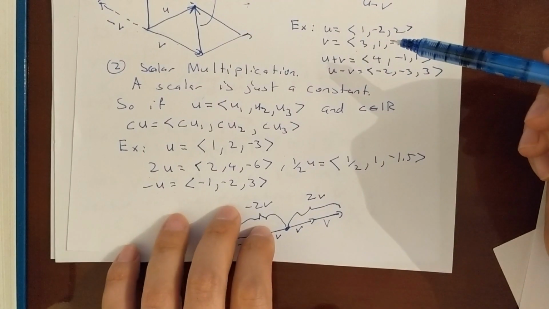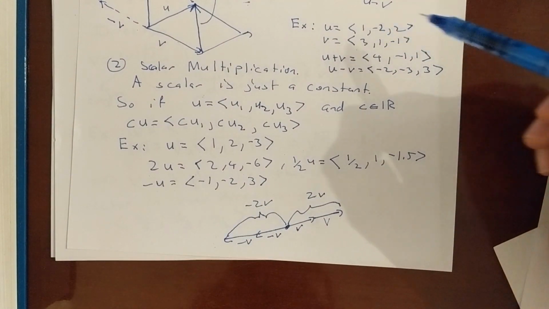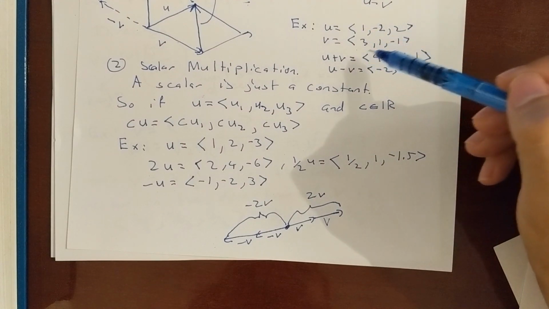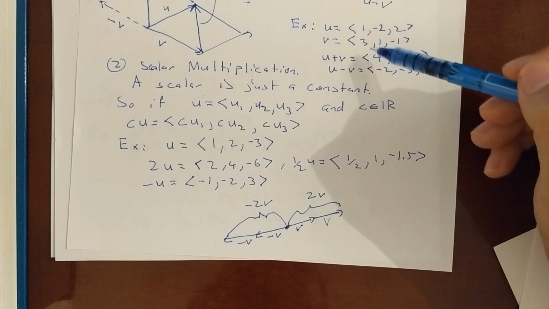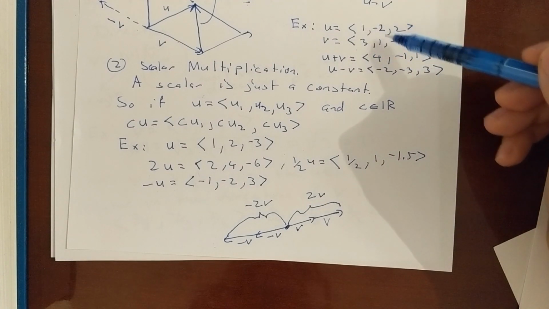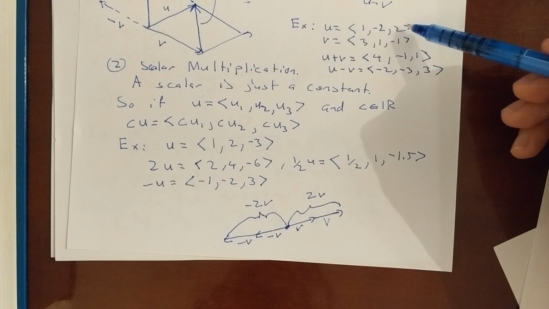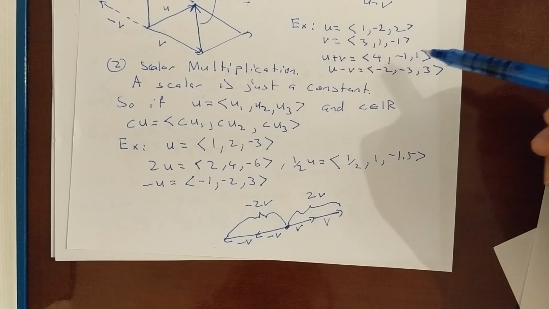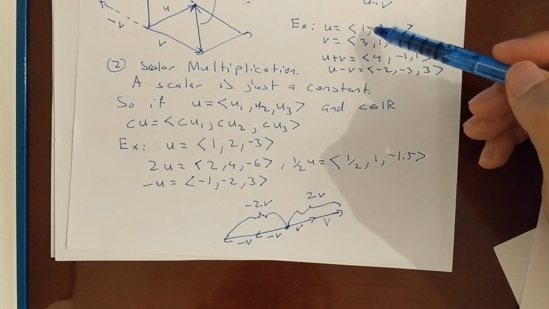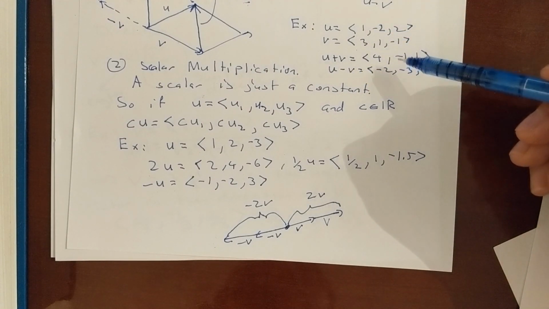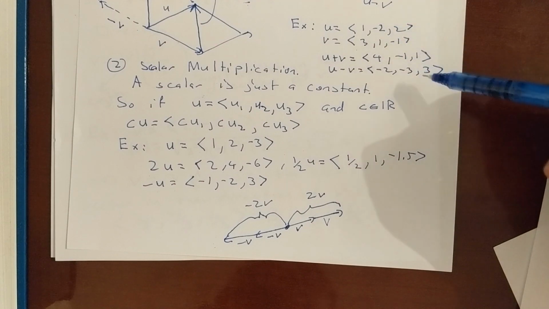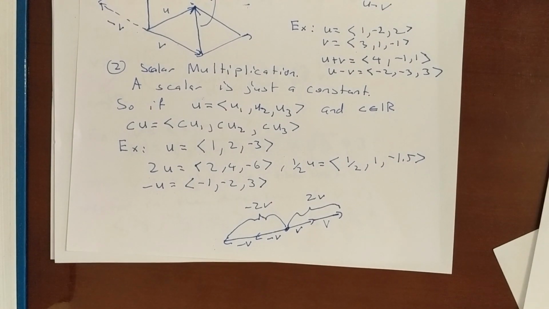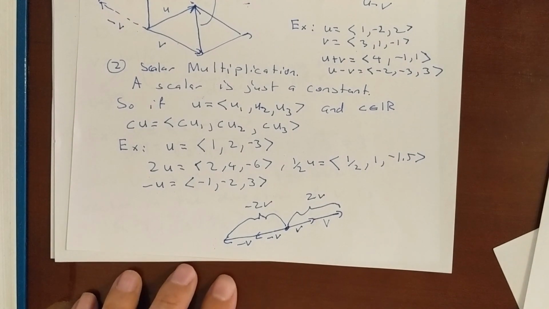I think I skipped this. I gave an example of adding two vectors as well. So we have this funky vector, 1, minus 2, 2, and we have 3, 1, minus 1. If I add them up, I would get 4. Minus 2 plus 1 is minus 1. 2 minus 1 is 1. So their addition is 4, minus 1, 1. And subtraction, u minus v, 1 minus 3 would be minus 2. Minus 2 minus 1 would be minus 3. And 2 minus minus 1 would be 3. So that's basically it. These are the two things you can do with them.